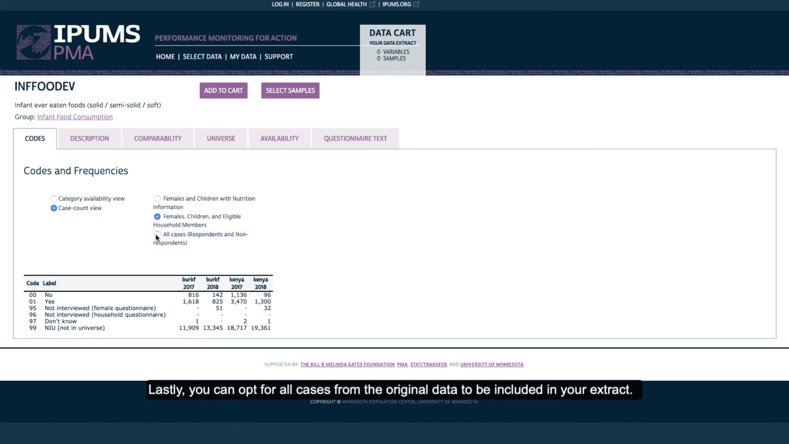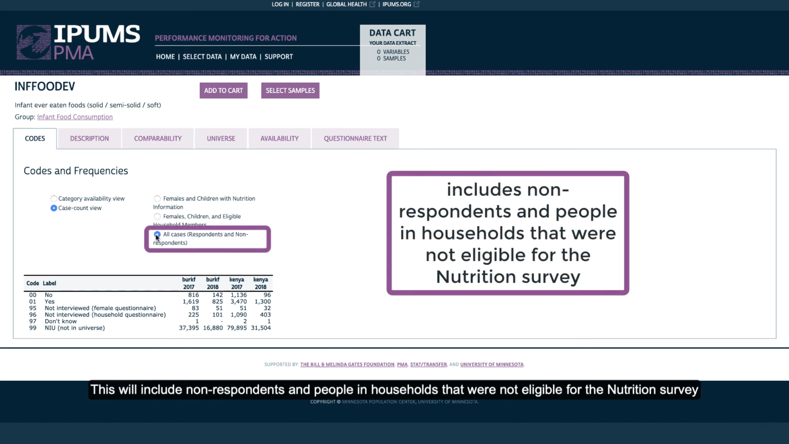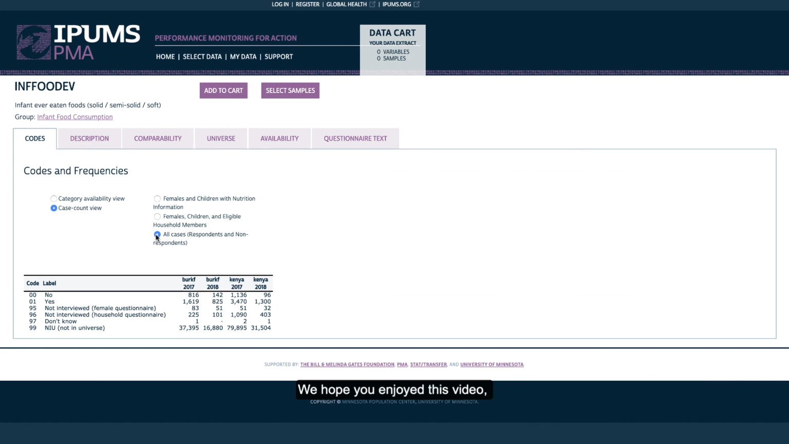Lastly, you can opt for all cases from the original data to be included in your extract. This will include non-respondents and people in households that were not eligible for the nutrition survey.